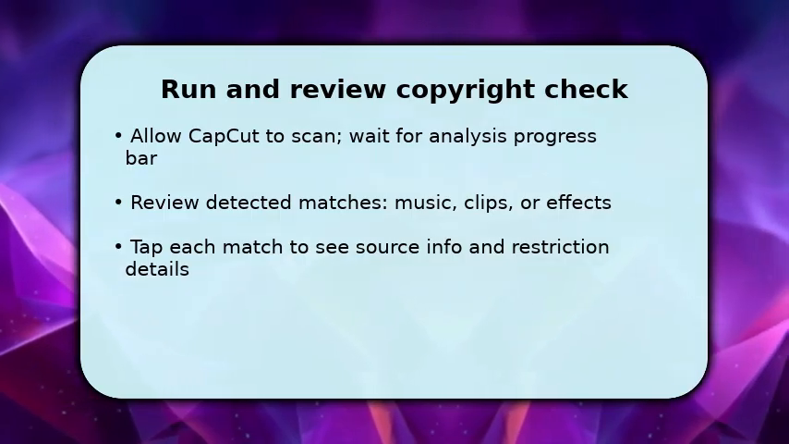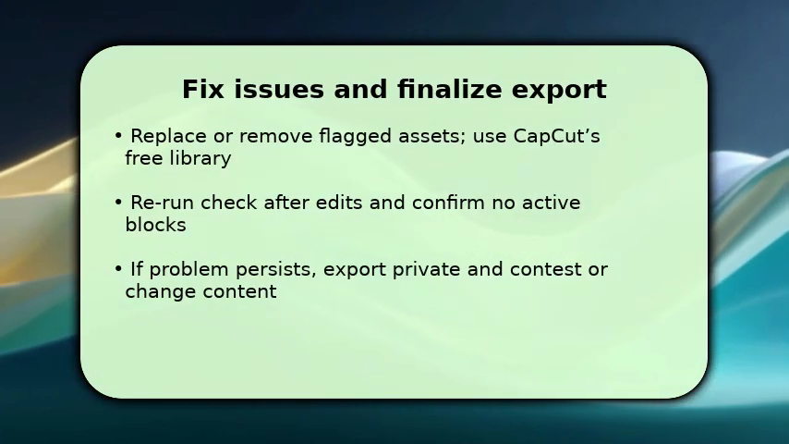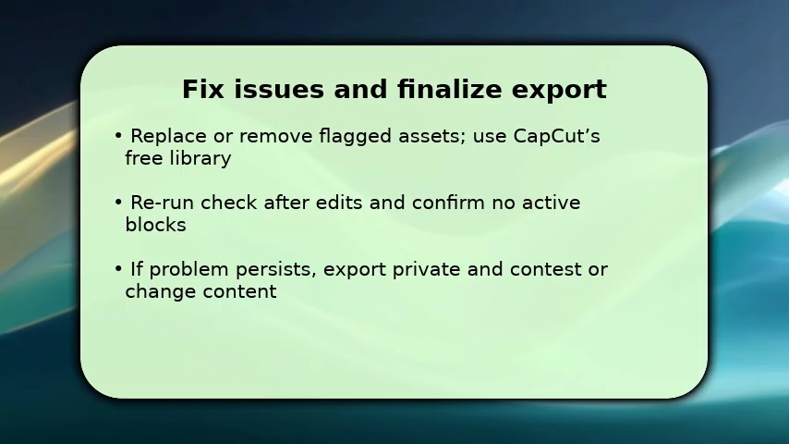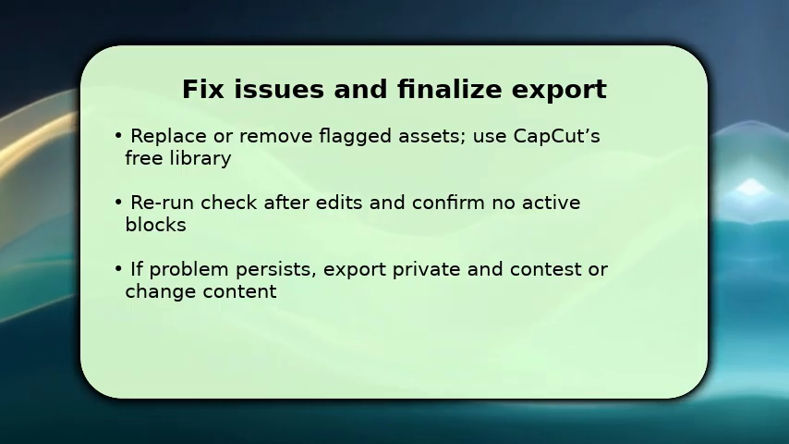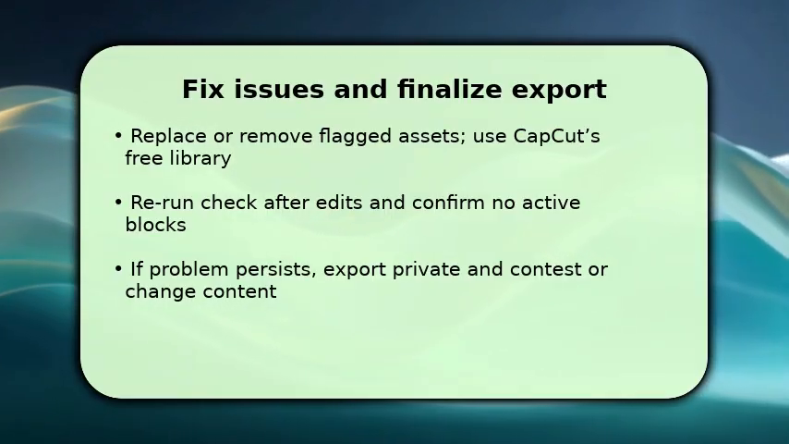You should resolve issues by replacing flagged audio or clips with Capcut's free library, trimming the segment, or toggling audio levels to comply. Once edits are applied, rerun the copyright check to confirm no active blocks remain. That second pass prevents surprises when you publish.